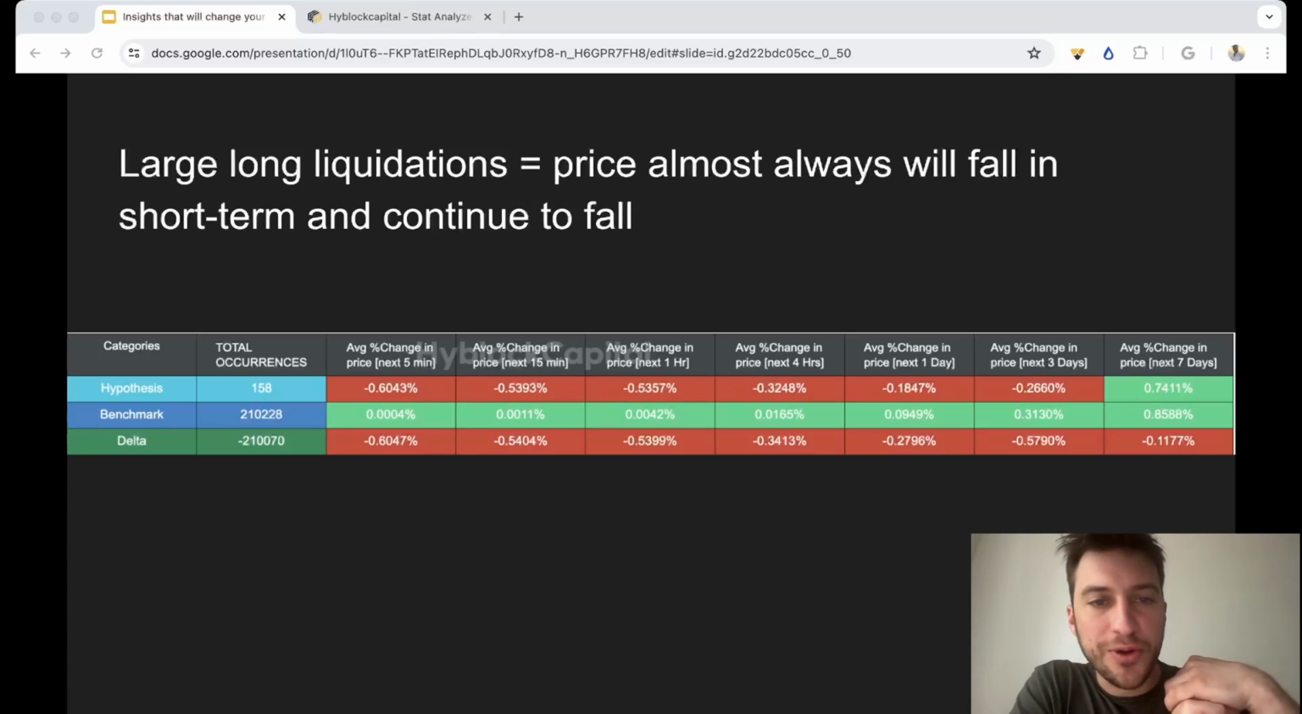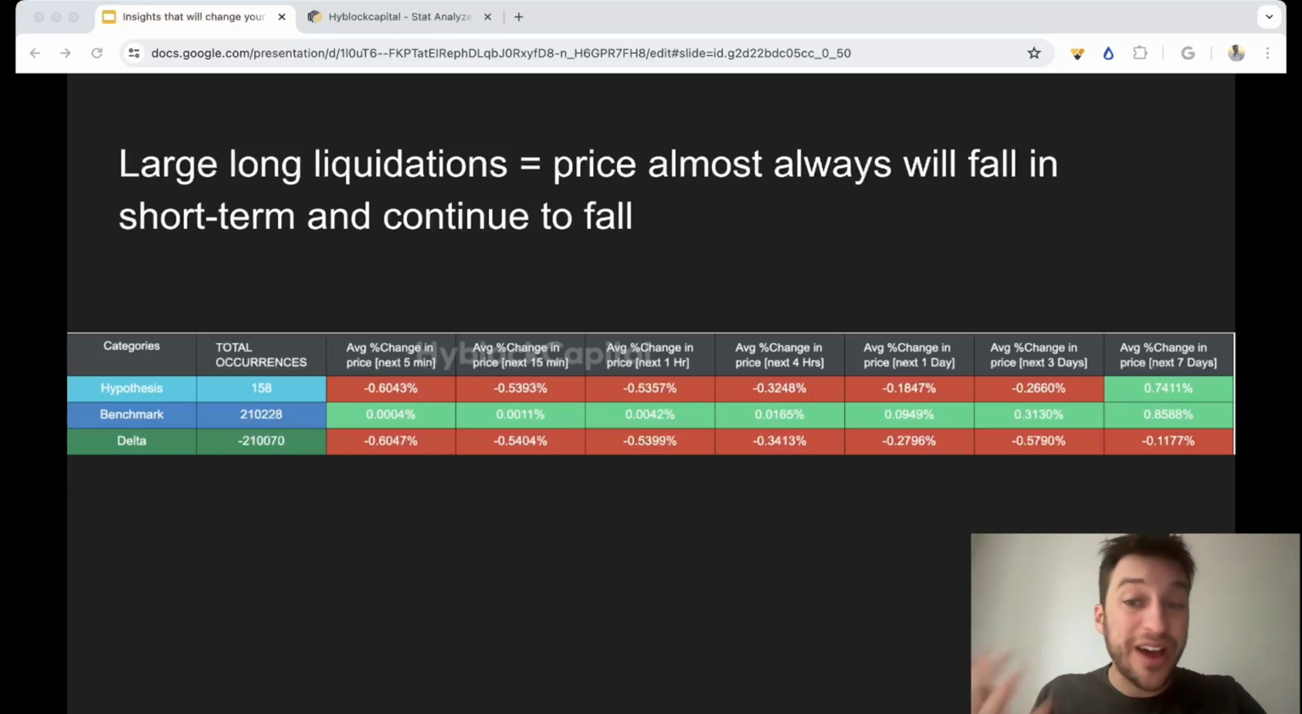The average price move over 5 minutes, over 158 occurrences when a lot of longs are liquidated, is minus 0.6%. That is a massive price move on Bitcoin. 0.6% would be, like if Bitcoin's at 50K, then that would be, oh no, I have to do math. $300 price move, I believe. A $300 price move in 5 minutes. And remember, these are 5-minute candlesticks. Very, very, very short term.